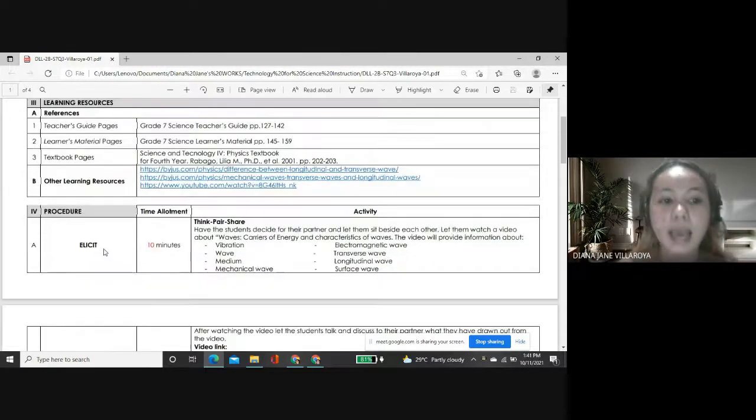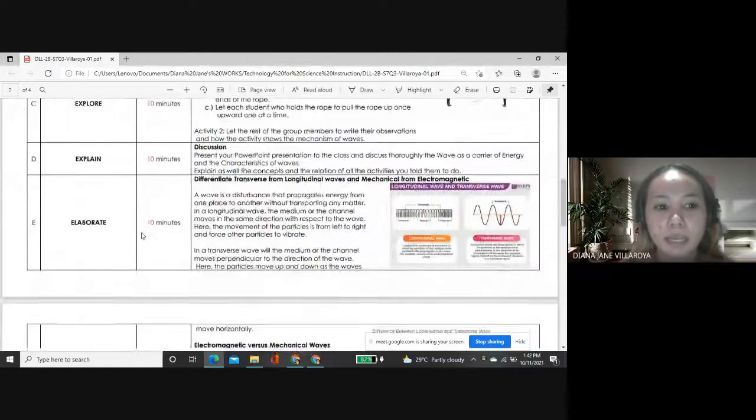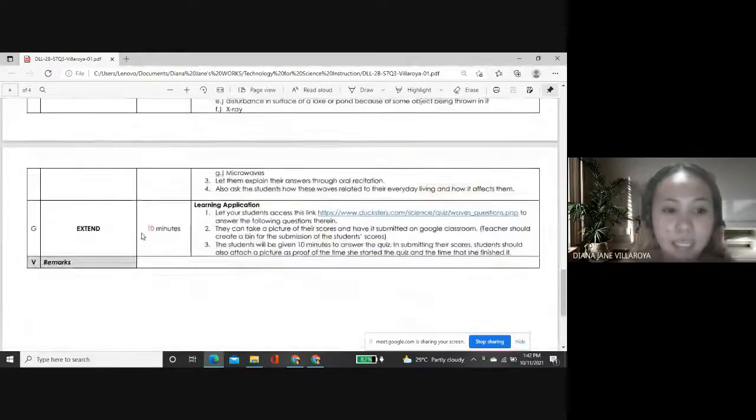So stated here are the references which you can refer to, if you would want to scan through lessons with regard to waves. And here in the procedure, we have the 7 E's of learning: the elicit, engage, explore, explain, elaborate, evaluate, and then extend.